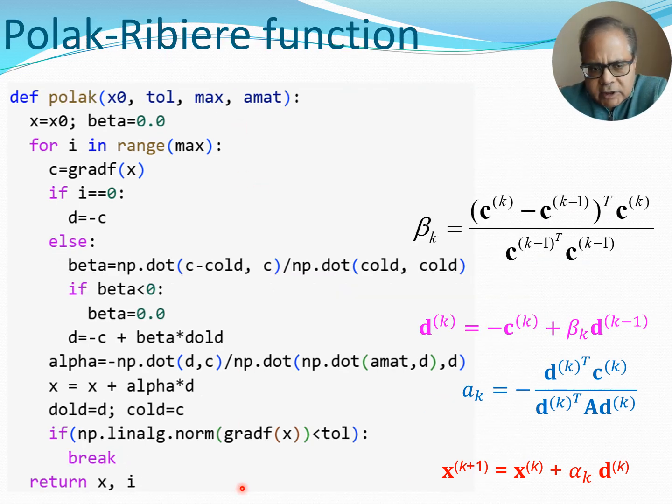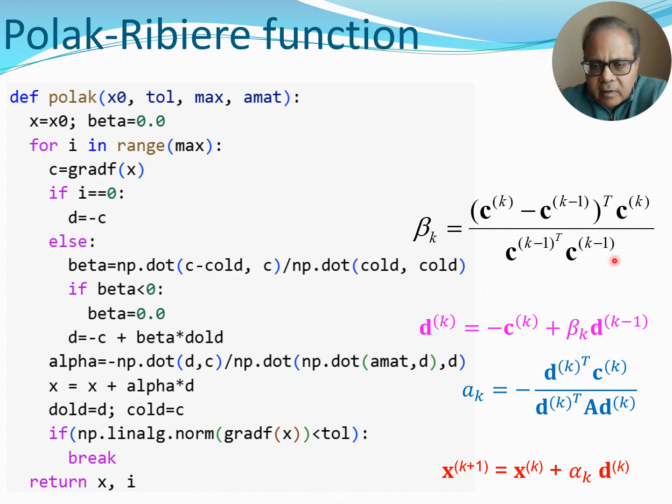Now we essentially take the same function and rewrite it very slightly for the Polak-Ribiere method. So here the difference is primarily in this beta k value. You see the beta code is slightly different. So here I have to use the dot product of c minus ck minus 1, which is c minus c old, and c. And in the denominator, I have the dot product of c old and c old, which is ck minus 1 and ck minus 1.